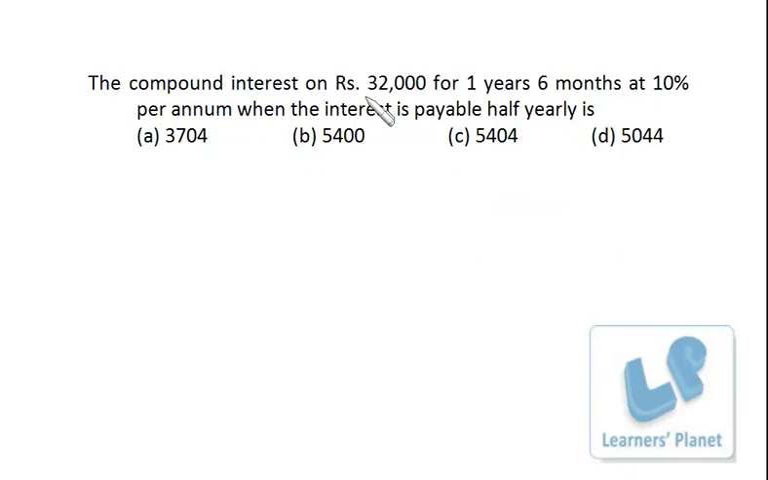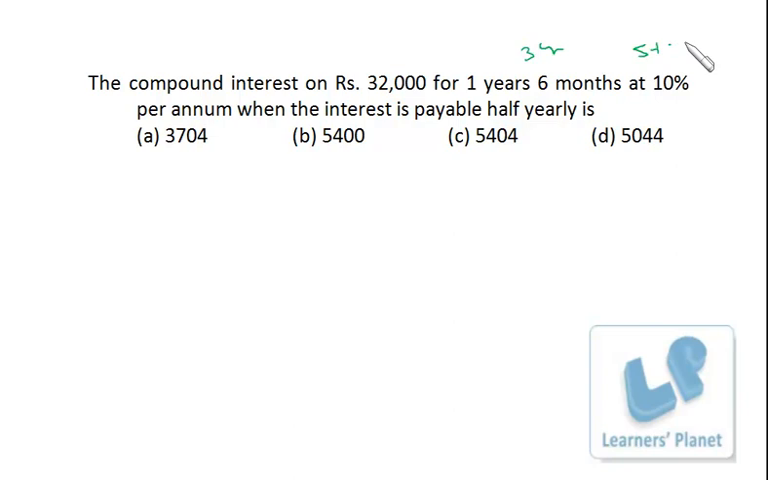The compound interest on rupees 32,000 for 1 year 6 months, that is 1.5 years, at 10% per annum, when the interest is payable half yearly. So you can assume it in another way. 1 year 6 months, you can take it as 3 periods, and the interest rate you can halve, that is 5%. The problem will be similar.